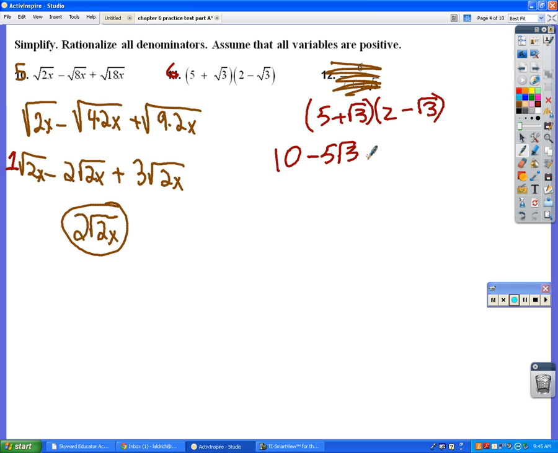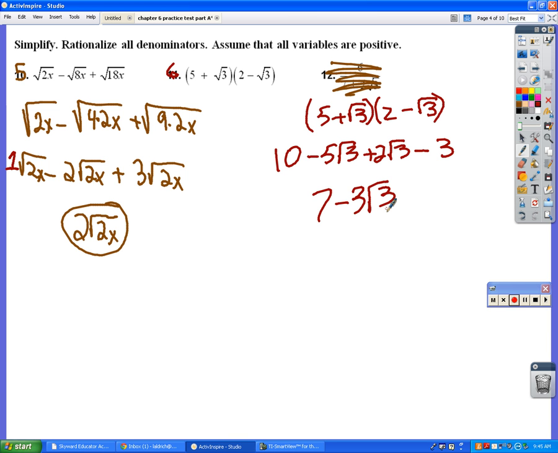Good. Inside times inside is 2 square root of 3, and then negative 3, right? Because it's not square root of 6, you're going to multiply these together. 3 times 3 is 9, and the square root of 9 is 3. Okay? So that's your first step. First, outside, inside, last. Now we're going to combine like terms. Okay? So 10 take away 3 is 7. And then negative 5 root 3 plus 2 root 3 is negative 3 root 3. Okay?